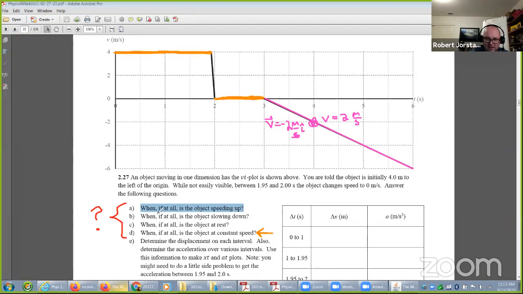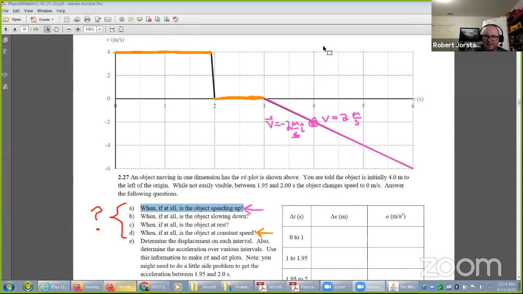So that was when it's speeding up. Oops, let me just put the arrow there. I'm going to try and catch up with the chat real quick. All right, right on, Daniel. Sneaky, right? So, okay, watch out for that one.